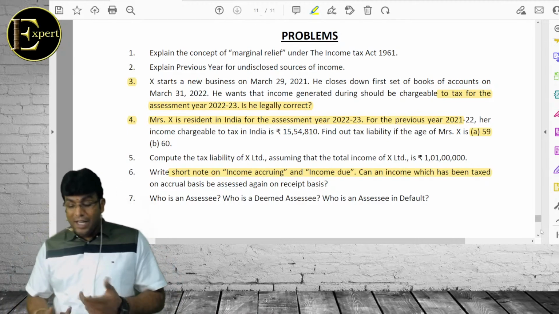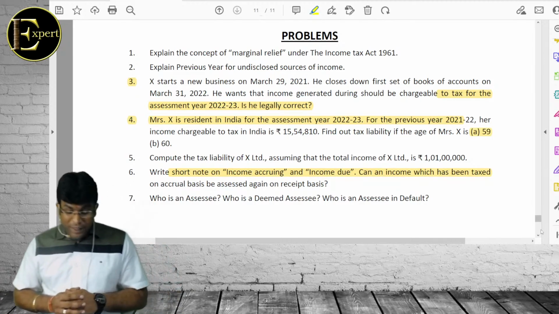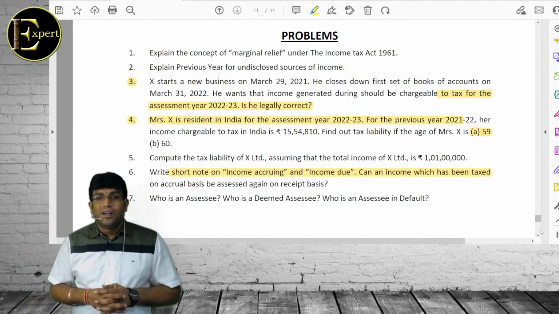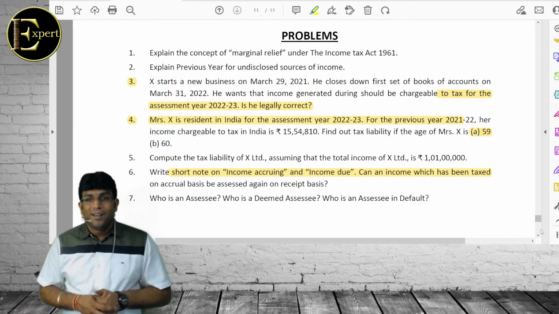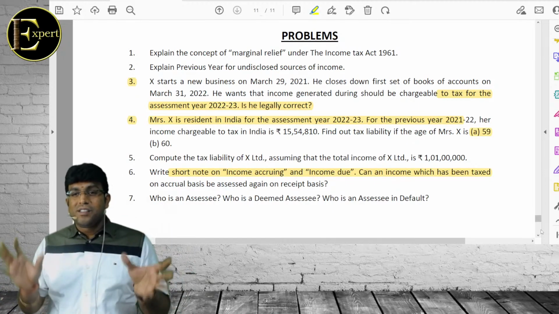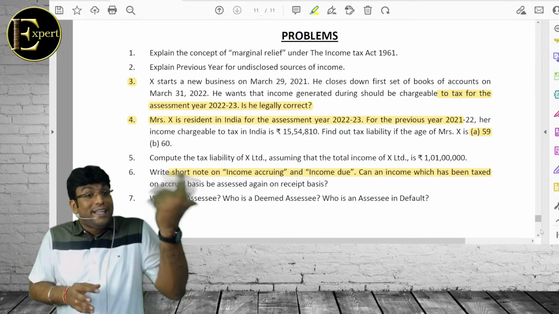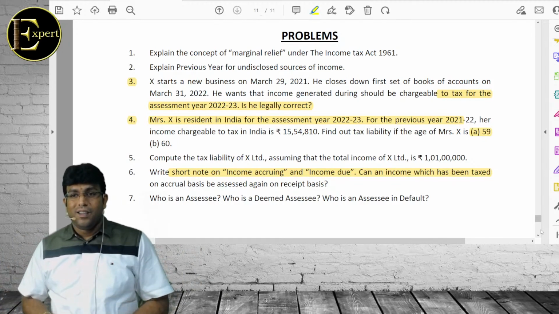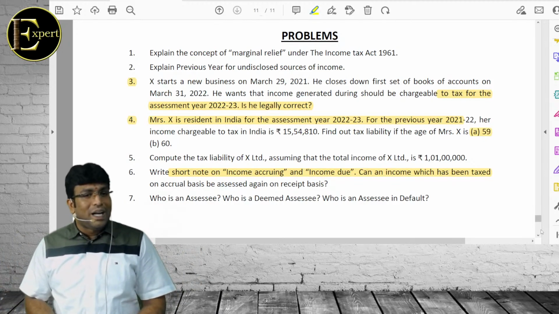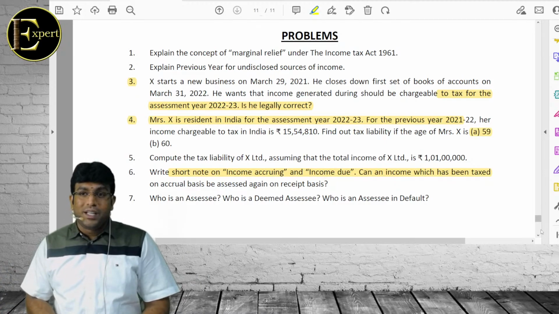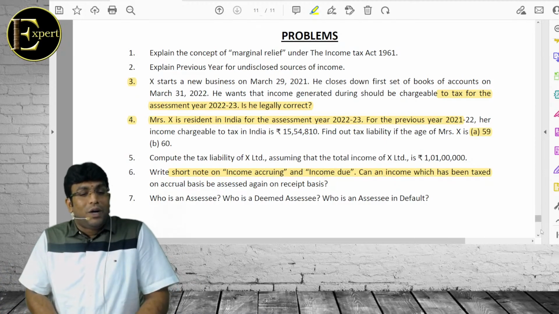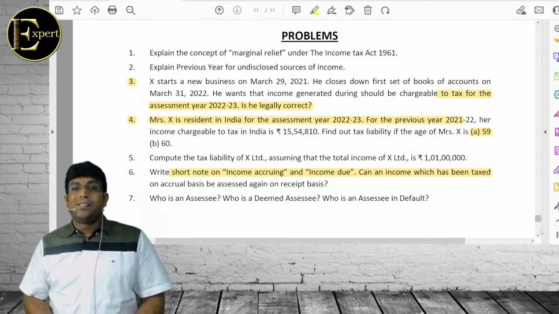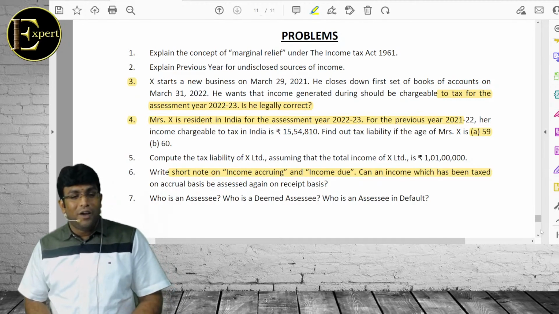And see the further part of what they are asking in the question. Can an income which has been taxed on accrual basis be assessed again on receipt basis? Now what is receipt, a new word? What is the accrual system, receipt system? Technically called the mercantile system and cash system. What is the difference between the two? Cash basis will account only what is paid and only what is received. But the mercantile will account what is payable, what is receivable. Which one do you think is correct?